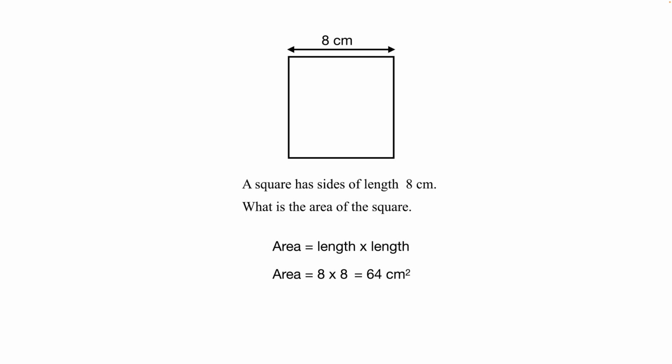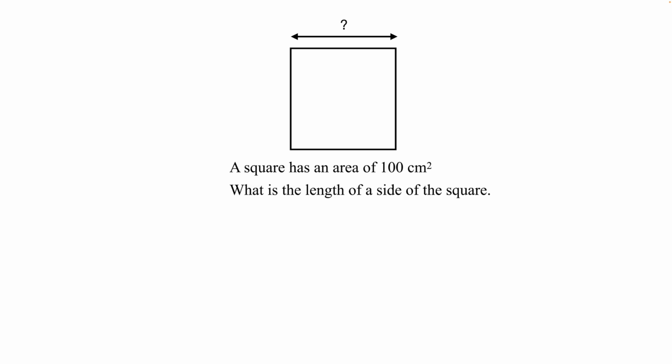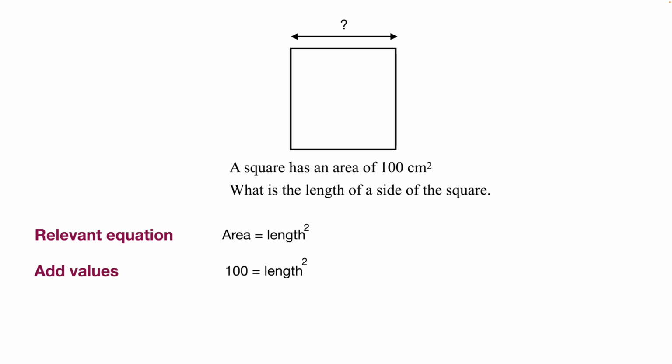Not difficult. They won't ask you that, that's too simple. Here's a square. We don't know the length of the side. A square has an area of 100 cm squared. What is the length of a side of the square? Well, let's write a relevant equation. Area equals length squared. We have the value: 100 equals length squared. I always bring the unknown, which is length, over to the left-hand side. Length squared equals 100. This is what I like.